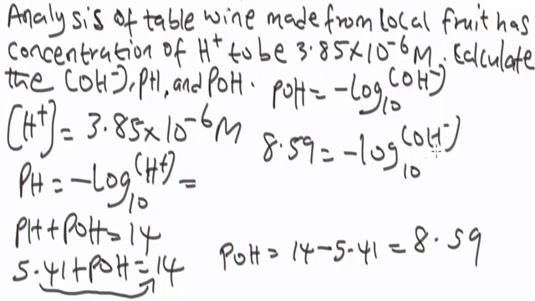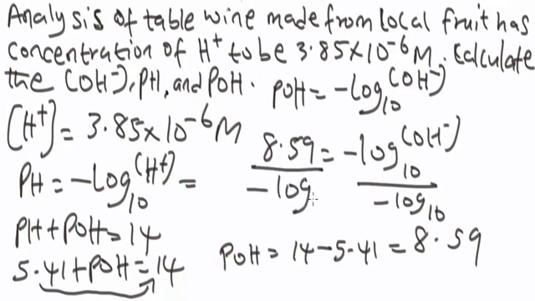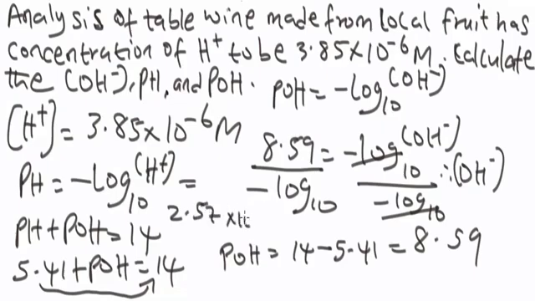So to make the OH ion the subject of the formula, divide both sides by negative log to the base 10. So this cancels it. Therefore, our OH ion concentration will be the log inverse of minus 8.59. So now punch log inverse of minus 8.59. Okay, so I have it to be 2.57 times 10 to the power minus 9 mole, if you are leaving it to two decimal places here. And this will be the hydroxyl ion concentration for this analysis.